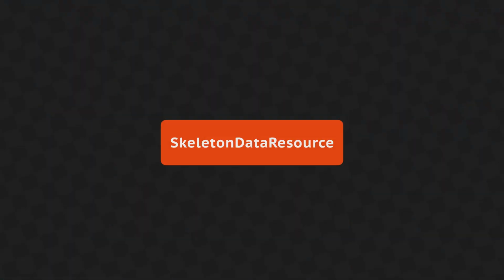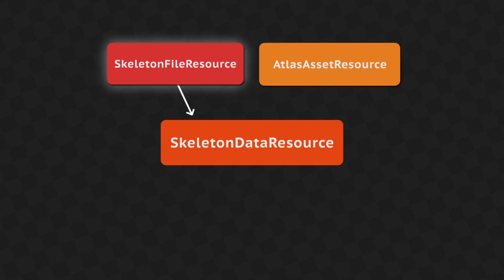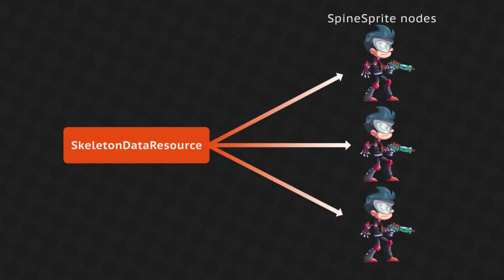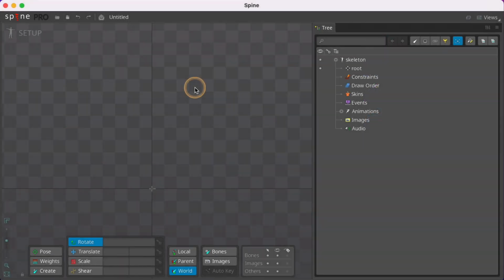A SpineSkeletonDataResource loads a skeleton file and an atlas file. This allows sharing that data efficiently among multiple SpineSprites. Instead of each SpineSprite needing to load all the data, sharing the SpineSkeletonDataResource means the data is only loaded and kept in memory once. Let's take a look at the process of creating a SpineSkeletonDataResource.